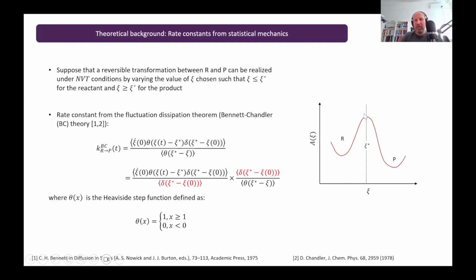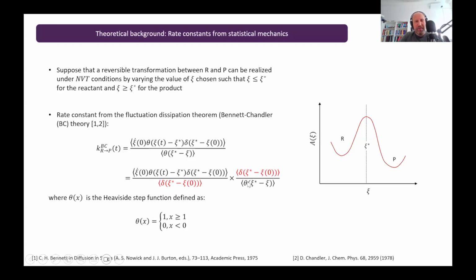We can select it to be on top of a free energy profile. This is free energy as a function of psi, and we can select a value of psi asterisk to be this particular point. Now for this setting, using the fluctuation dissipation theorem, Bennett and Chandler derived the following equation for the rate constant. To make explanation of terms easier, I arrange it into the following form. I just introduce to numerator and denominator the same term and split it into two parts.